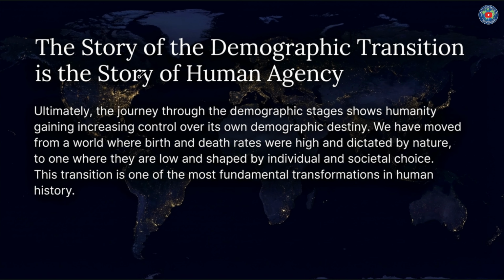Ultimately, the journey through the demographic stages shows humanity gaining increasing control over its own demographic destiny. We have moved from a world where birth and death rates are high and dictated by nature to one where they are low and shaped by individual and societal choices. This transition is one of the most fundamental transformations in human history.